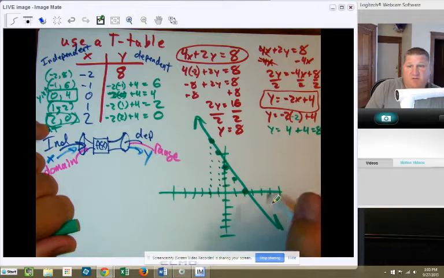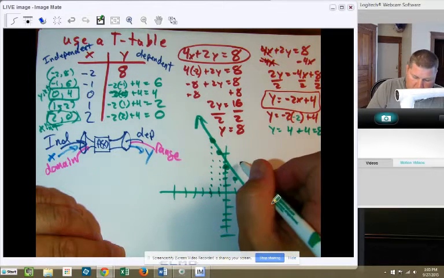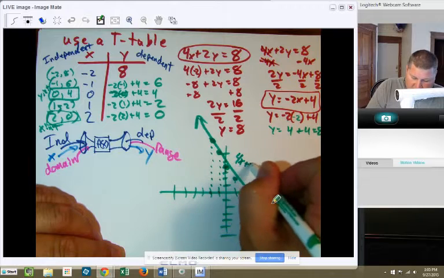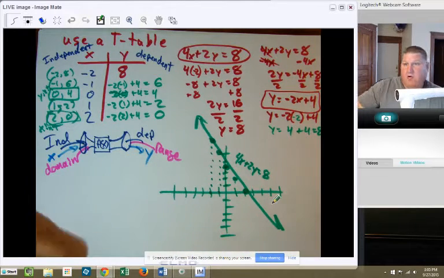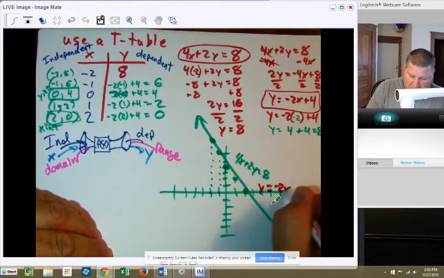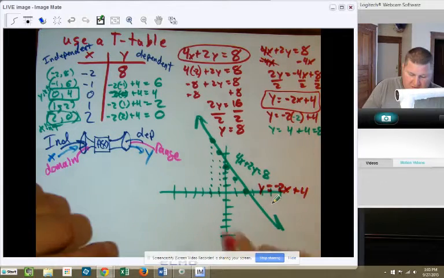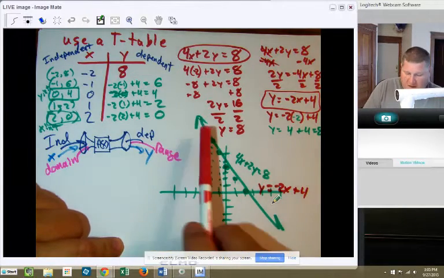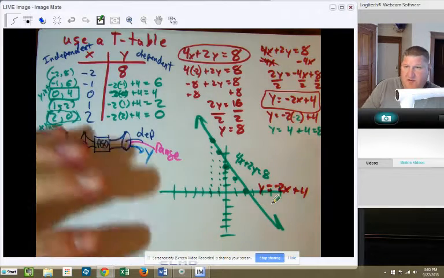Now, one thing you always want to make sure you do on every single line you do in this class, you must put on a label. You could say 4x plus 2y equals 8. That would be a perfectly fine label. Or alternatively, you could put on y equals -2x plus 4. Either case is correct. There's just two different forms of the line. You'll notice this line falls from left to right, so its slope is negative, and we'll get into a little bit more of that later.